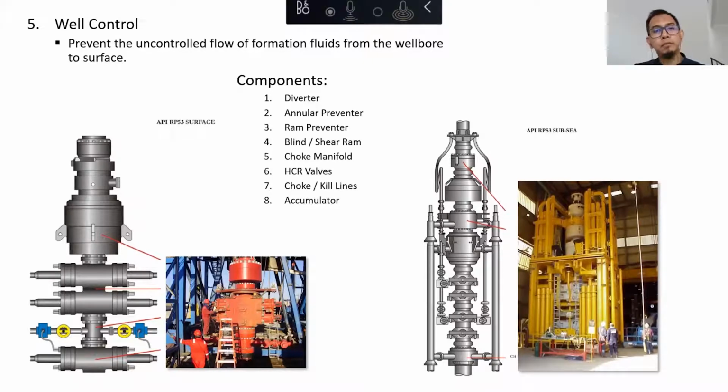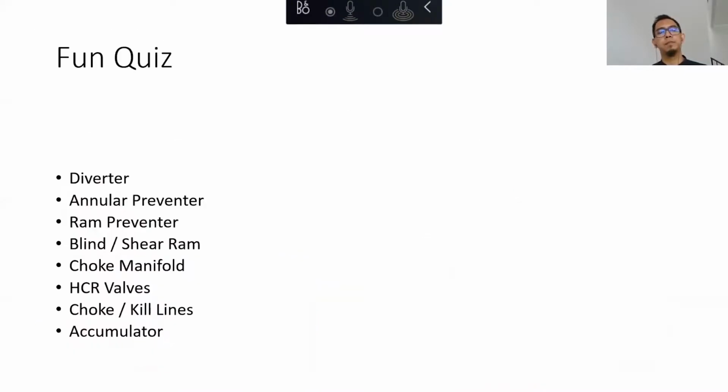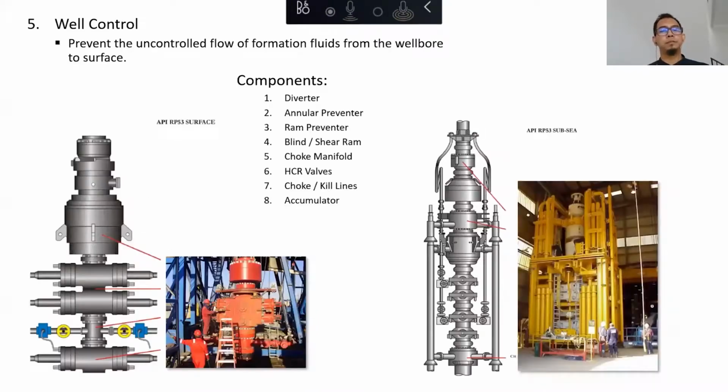And number 8 is the accumulator. Accumulator is part of the well control system because the accumulator will provide hydraulic power to activate the piston in the diverter or annular preventer or pipe rams or blind and shear rams, so that it can shut in the annulus. So everything is remotely operated by the accumulator.